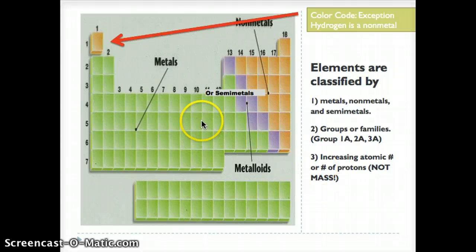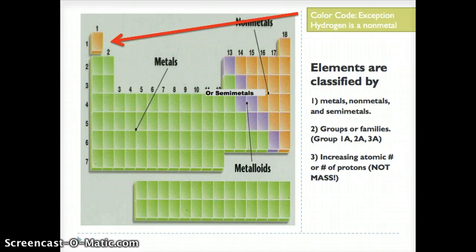Remember, even though it looks like elements increase by mass, there are exceptions. For example, cobalt and nickel. If you go to the right, from cobalt to nickel, the mass actually goes down. So we do not say that elements are classified by increasing mass. We don't say that. That's not true. But they do increase by atomic number.